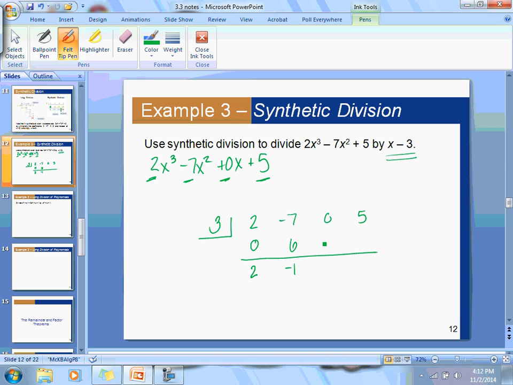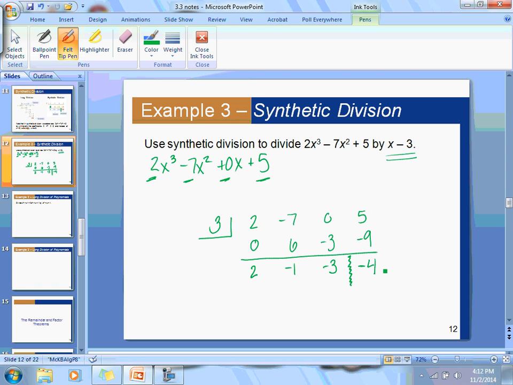3 times negative 1 is negative 3. Plus 0 is negative 3. 3 times negative 3 is negative 9. Negative 9 plus 5 is negative 4. Okay, so again, that number at the end, that's always going to be your remainder.